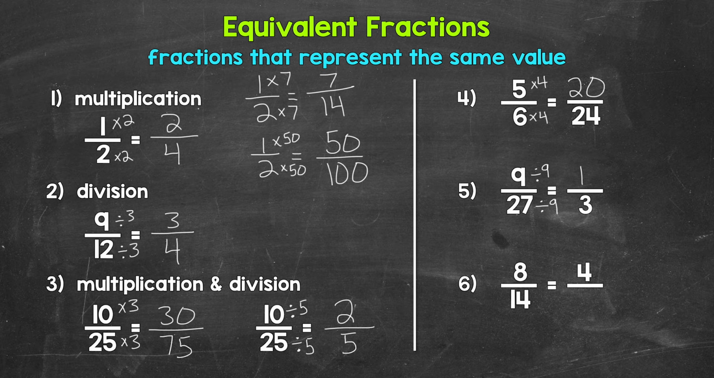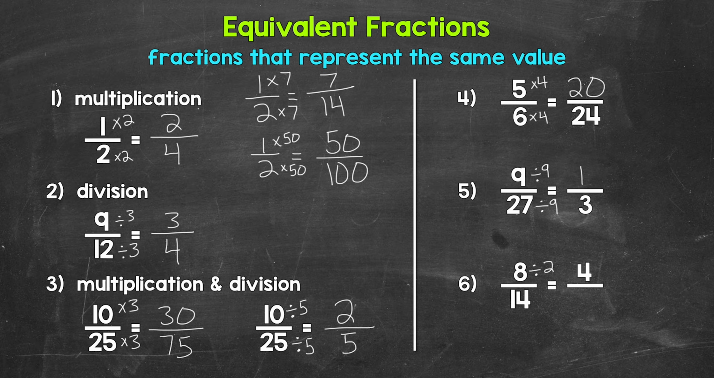Lastly, for number 6, we have 8/14 equals 4 over what? So we have a missing denominator here. We have both numerators, so let's go off of those. So 8 and 4. How do we get 8 to equal 4 using multiplication or division? Well, 8 divided by 2 gives us 4.